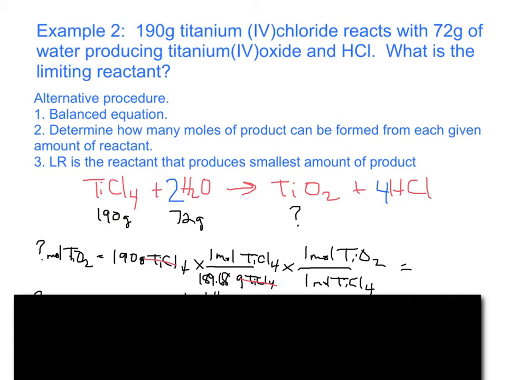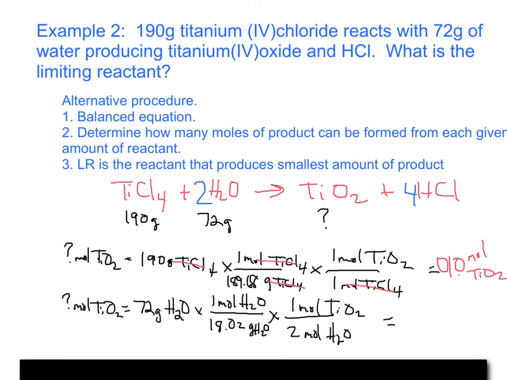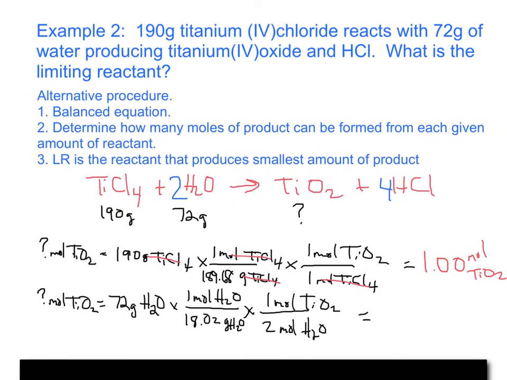And that'll give us an answer of, let me find out, 190. So we've got the answer calculated. It's 1.00 moles of TiO2. So let's go on and look at our second amount of reactant. Now we're going to, again, change moles of water into moles of titanium IV oxide. Grams of water divide out, moles of water divide out.